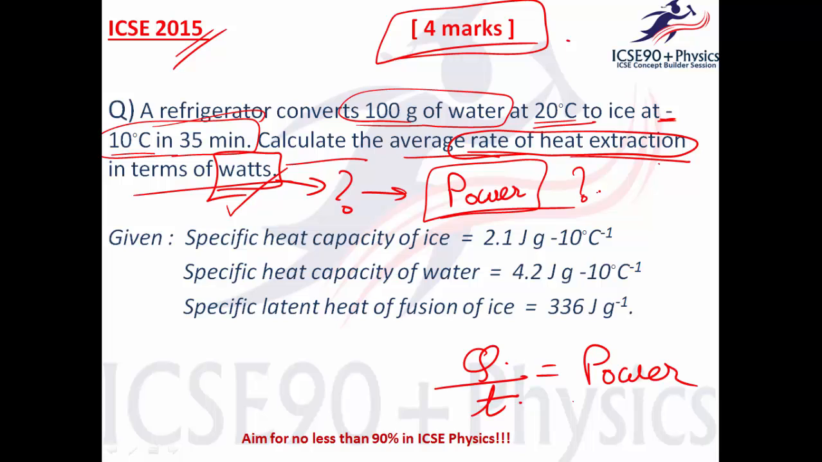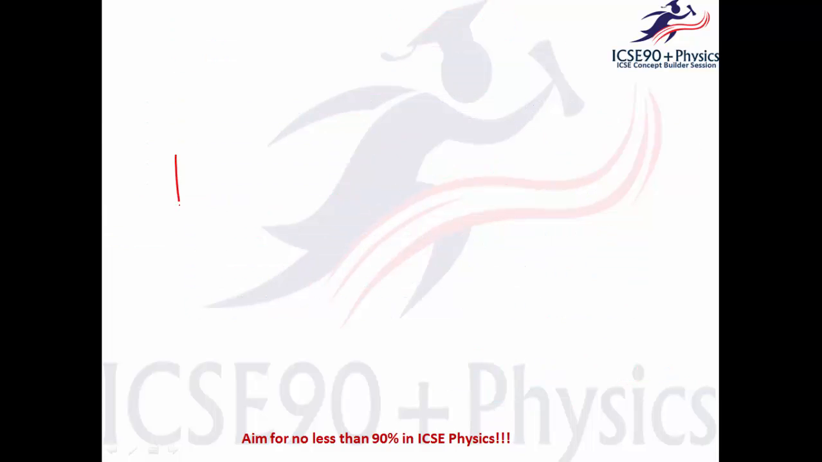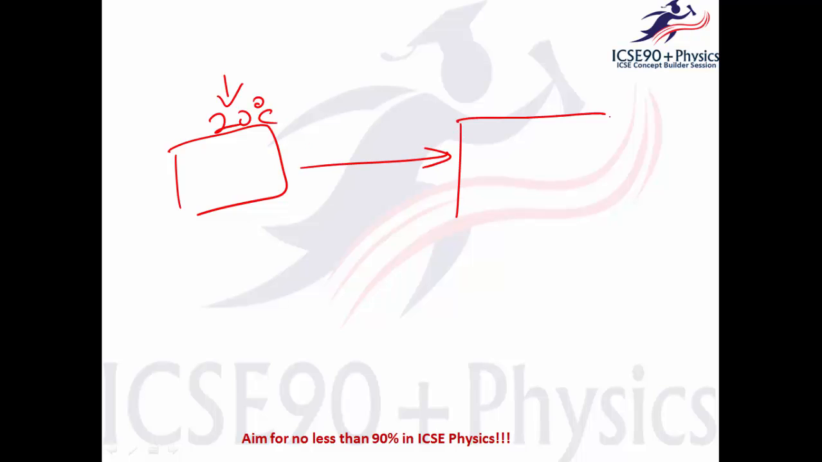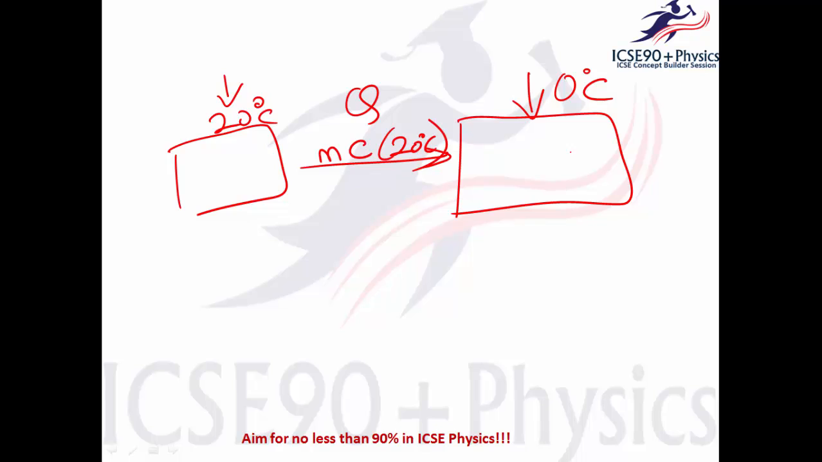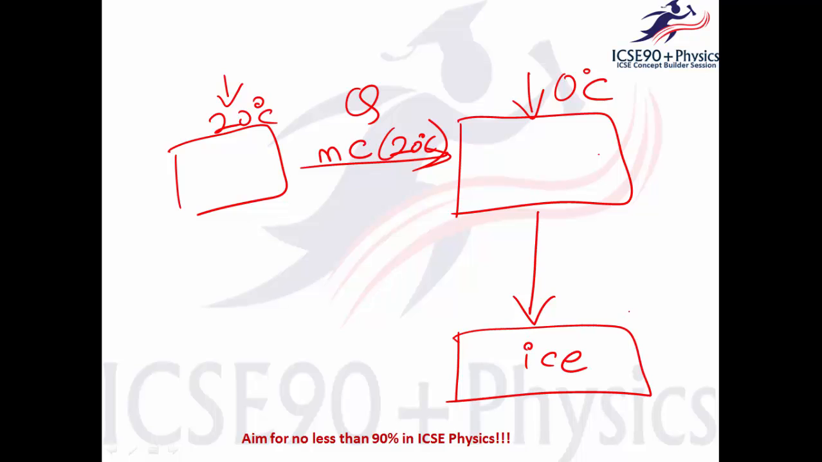How will we calculate the power required? Remember, initially the water which is at 20 degrees Celsius will first cool down to water at 0 degrees Celsius. The amount of heat required would be mc into delta T over here, delta T being 20. And this water at 0 degrees Celsius will further convert to ice at 0 degrees Celsius. The amount of heat required over here, let us call it Q2, will be M into L, L being the specific latent heat of fusion of ice, right?